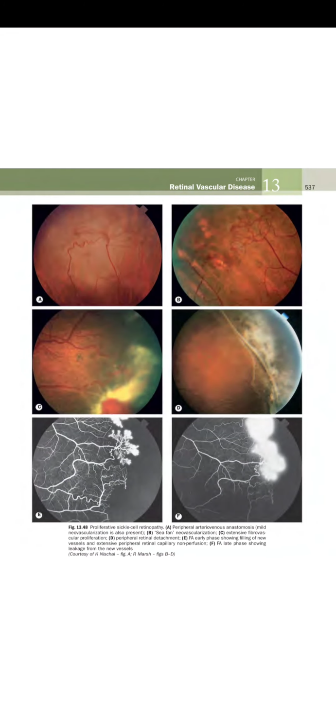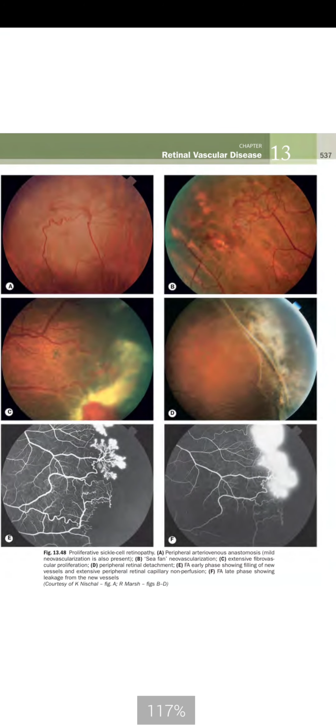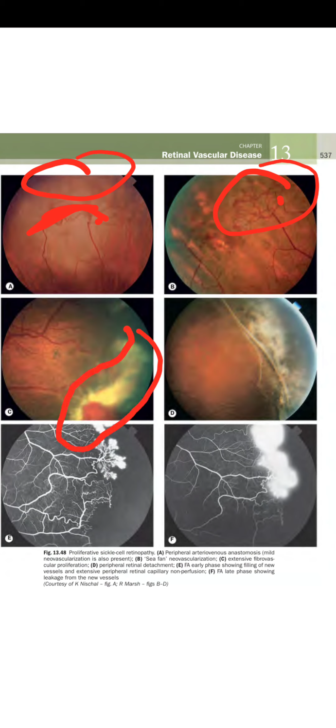So you can see this is a proliferative sickle retinopathy. A is showing us a peripheral arteriovenous anastomosis. So there is an arterial occlusion here, and there is an anastomosis going on here. B is showing us a C-fan neovascularization. C is showing extensive fibrovascular proliferation. D is showing us a peripheral retinal detachment.